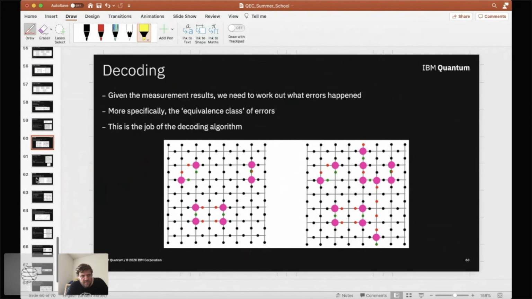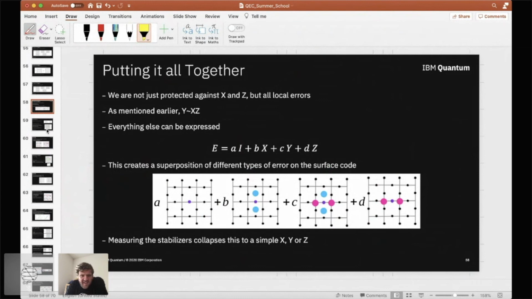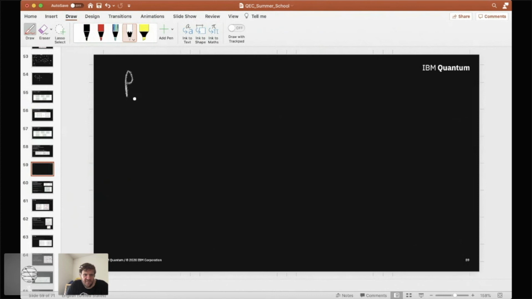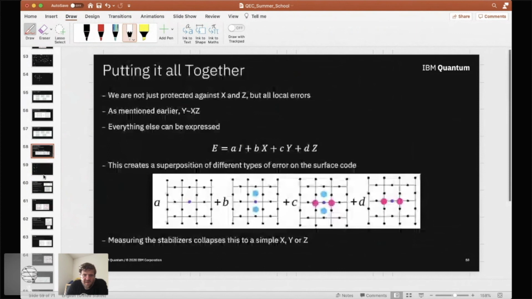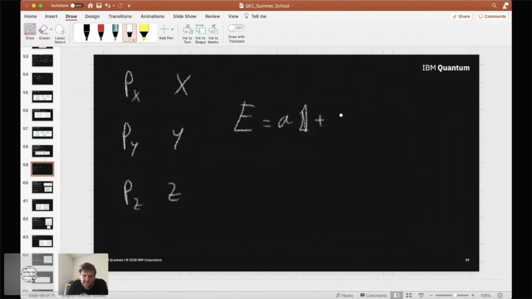This is the most important thing to say, though. Actually, it's not going to be that our error is some little gremlin sitting there hitting our qubit with a hammer and doing an X with probability PX, or a Y with probability PY, or a Z with probability PZ. It's actually going to be something more general. It's going to be some error operation which has a component of identity, which means nothing, plus X, plus Y, plus Z.